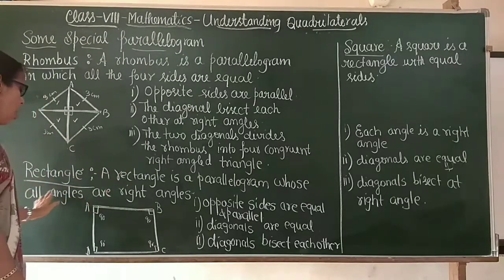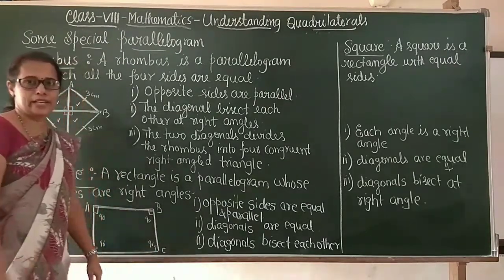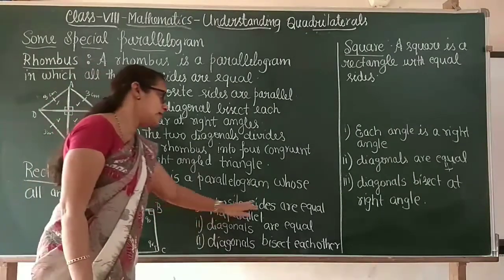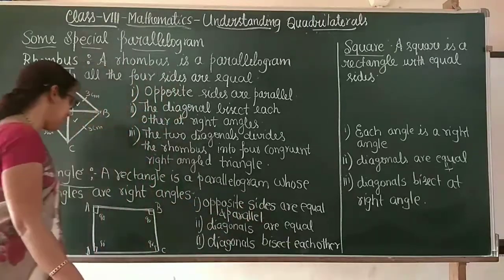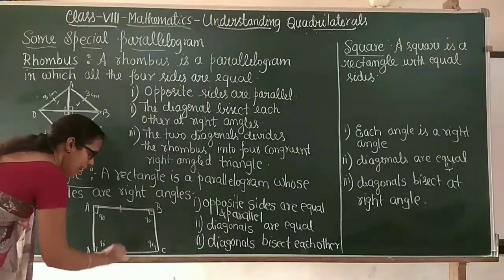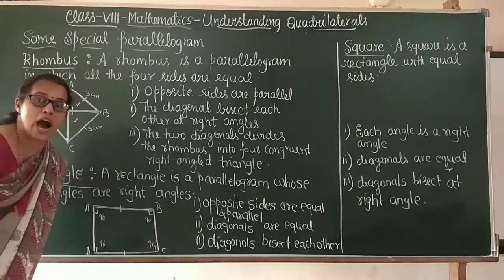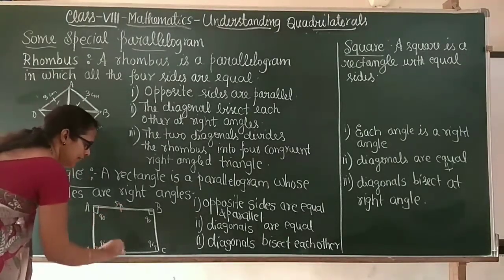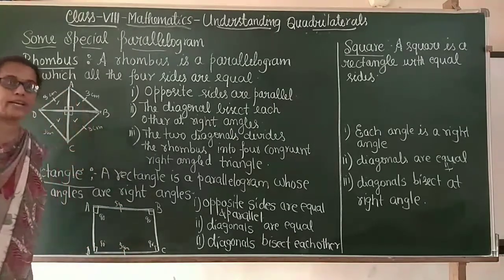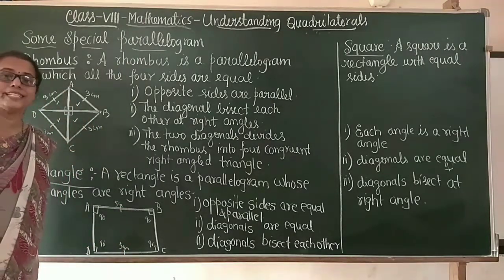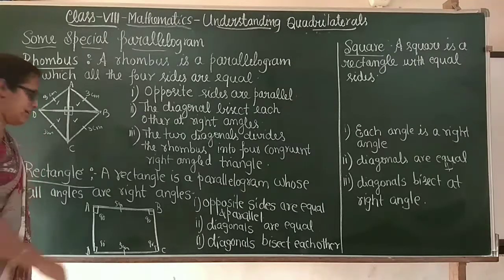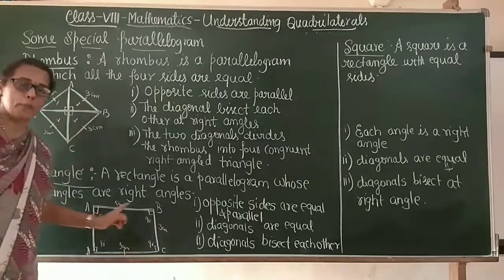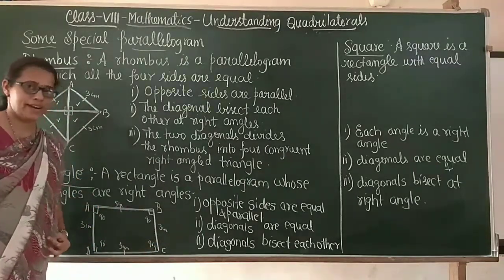It's a special type of parallelogram. What happens: all angles are right angles, 90 degrees. Even opposite sides are equal and parallel. Which are the opposite sides? AB and CD are equal and parallel. If this is 5 centimeter, this is also 5 centimeter. They are equal in length. Opposite sides are equal and parallel. If this one is 3 centimeter, this is also 3 centimeter.